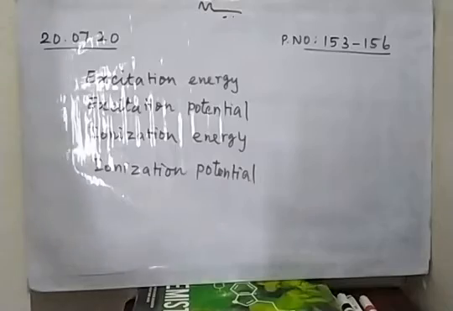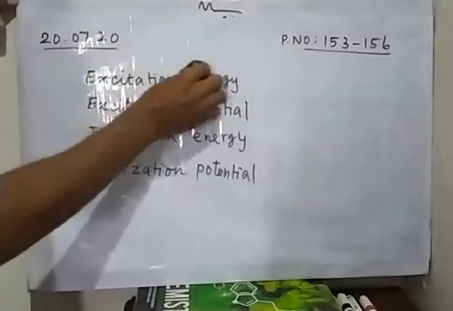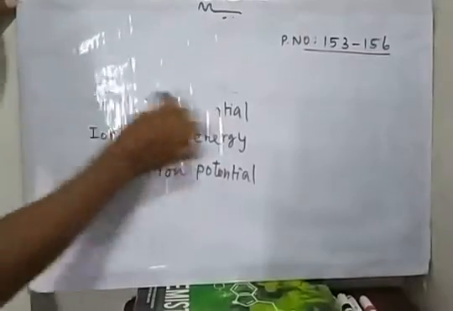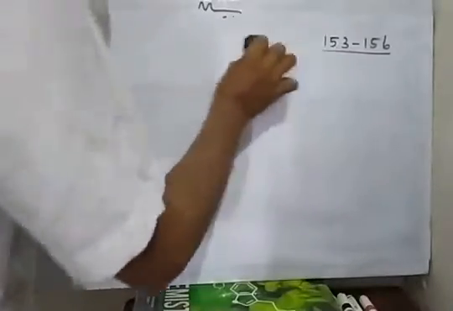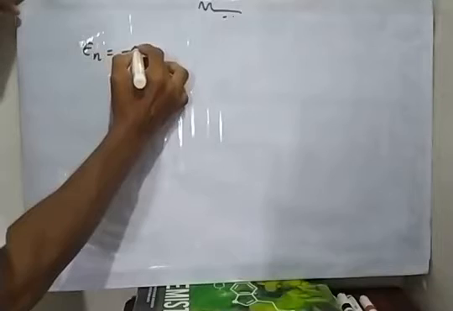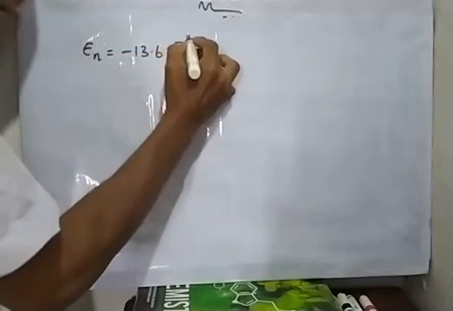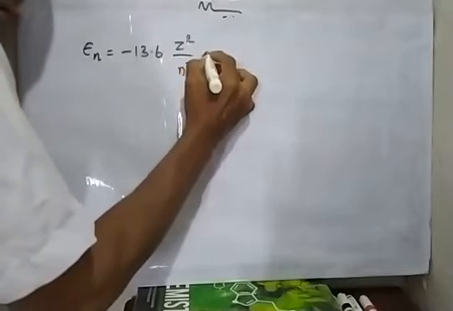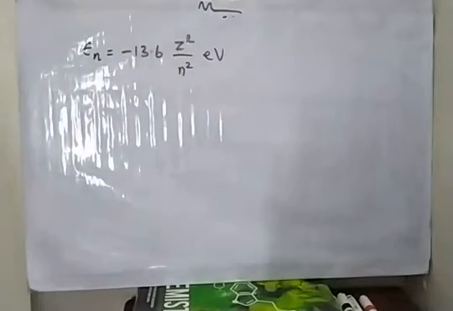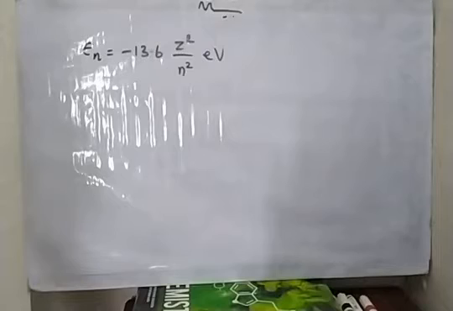Okay. Right now we know that the energy of the nth orbit is given as En is equal to minus 13.6 into Z square divided by n square electron volt. Here Z is the atomic number of the element considered and n is the principal quantum number.